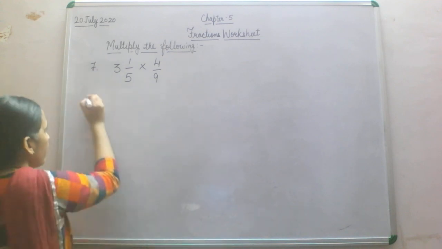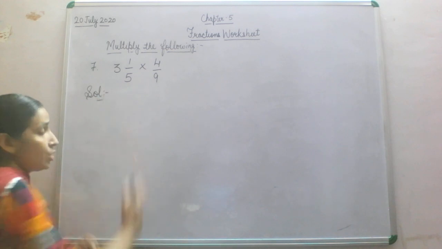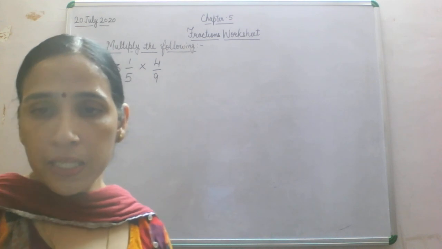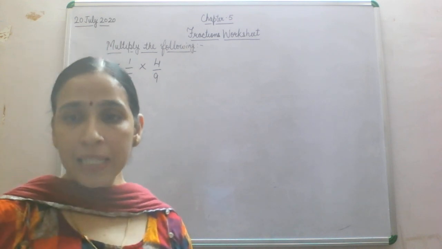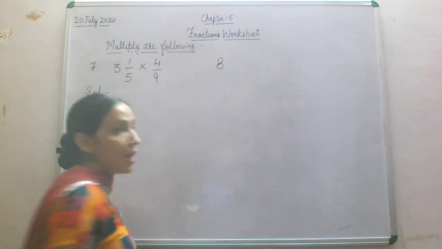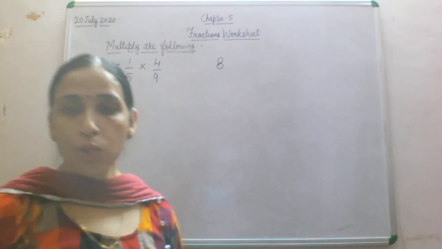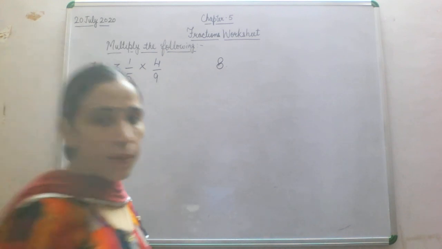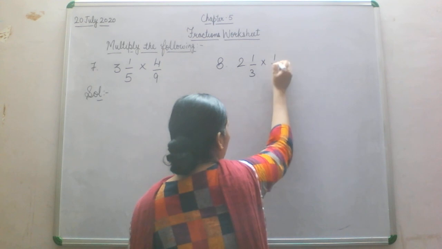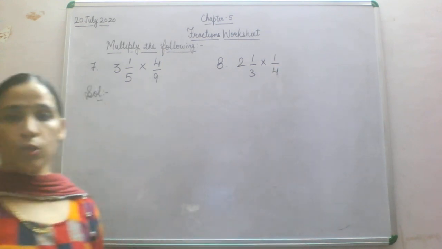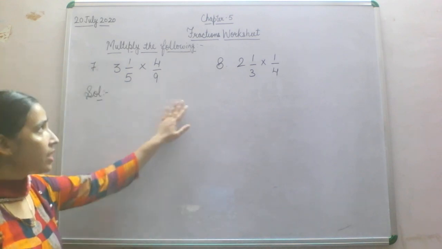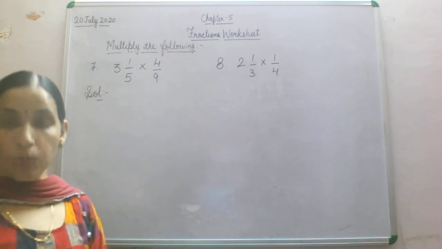Here I'll give you a hint, and this question you are going to complete yourself, beta. I'm going to give you a hint, and then question number 7 and 8 you will do yourself. One more question I'll give you, and then we will end our worksheet: 2 1/3 multiplied by 1/4. Fine. So this will be your last question, number 8. These two questions you are going to do yourself.